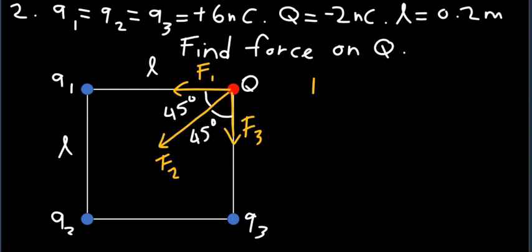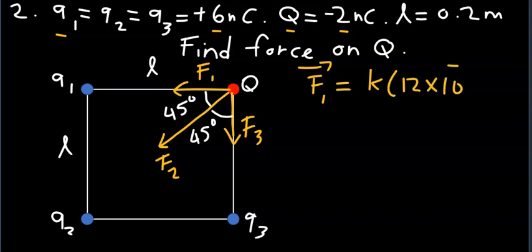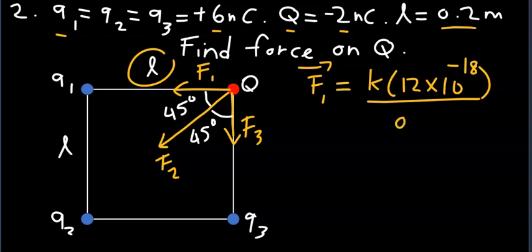So let's calculate the vector F1, the first force. That's given by Coulomb's law: the constant k, which is 9 times 10 to the power 9, times the product of the 2 charges. Q1 is 6 nanocoulomb and Q is 2 nanocoulomb, so when you multiply them, you get 12 times 10 to the power minus 18 after converting into coulomb. The distance between them is L, which is 0.2 meters, so 0.2 squared. Notice the direction of F1 is leftward, so that's going to be minus i hat.